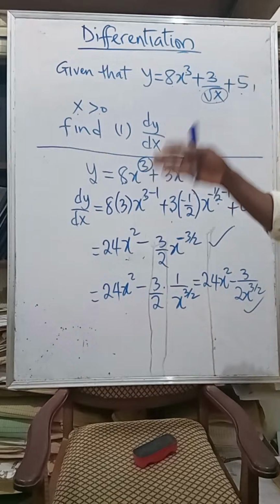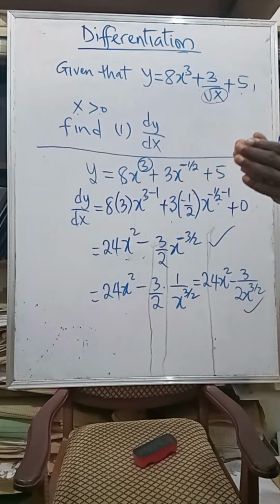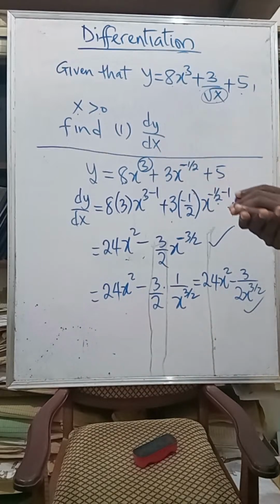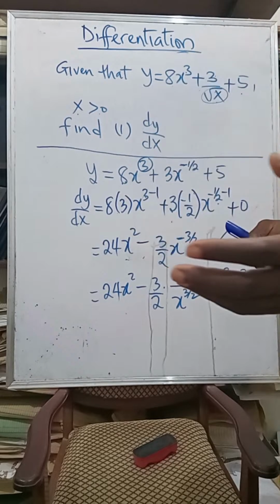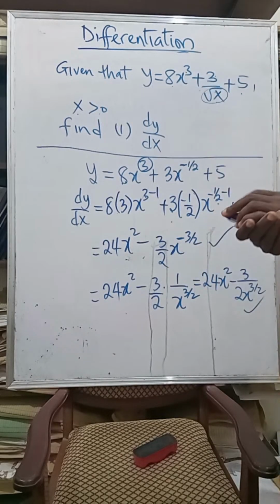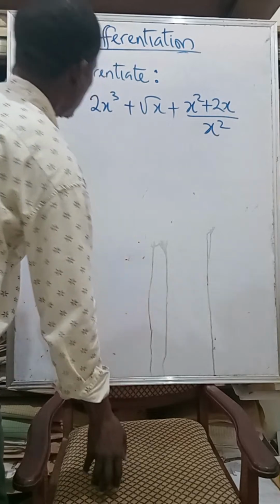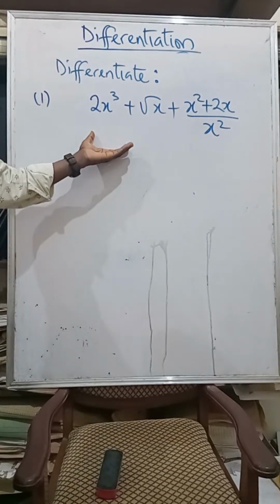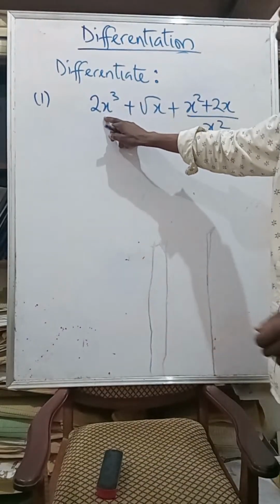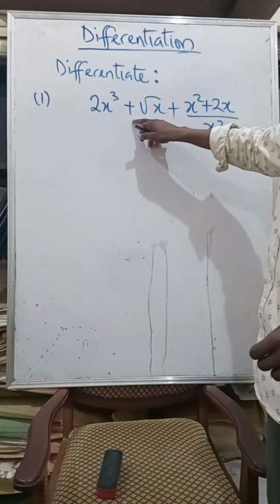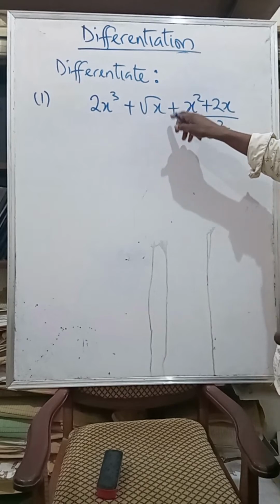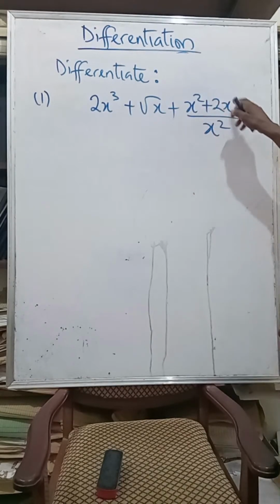We have a lot to do in these segments. We're going to look at gradients, and second order differential. Differentiate this. We're told to differentiate 2x cubed plus square root of x plus x squared plus 2x over x squared.